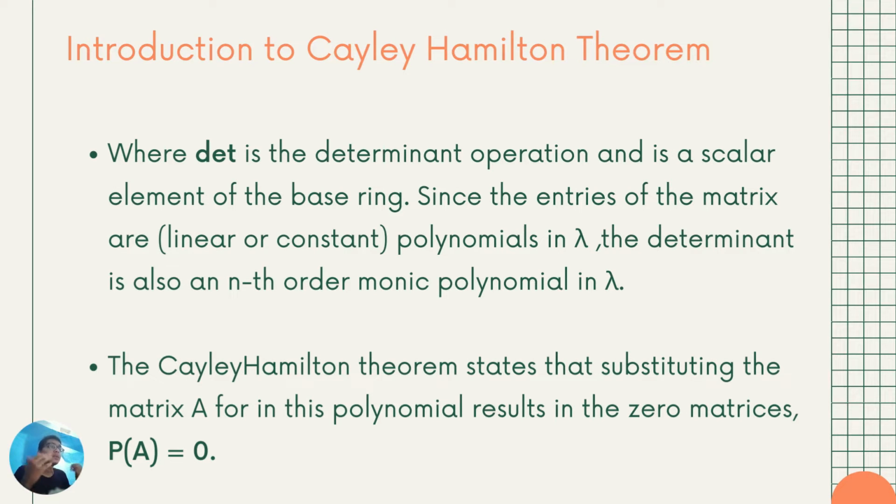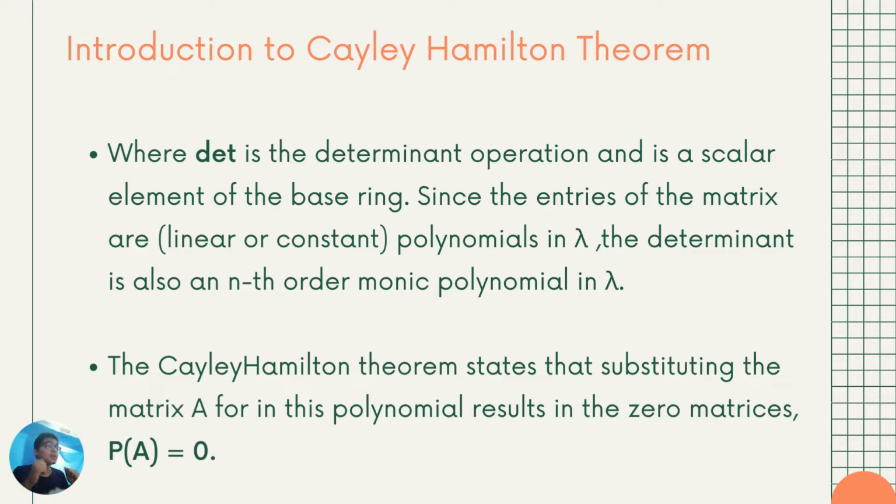Now, where det is the determinant operation and x is a scalar element of the base ring. Since the entries of the matrix are linear or constant polynomials in lambda, the determinant is also an nth order monic polynomial in lambda. So what he is saying is that the polynomial which we will get by equating the characteristic equation has the degree equal to the order of the matrix we refer upon. This statement wants to say that.